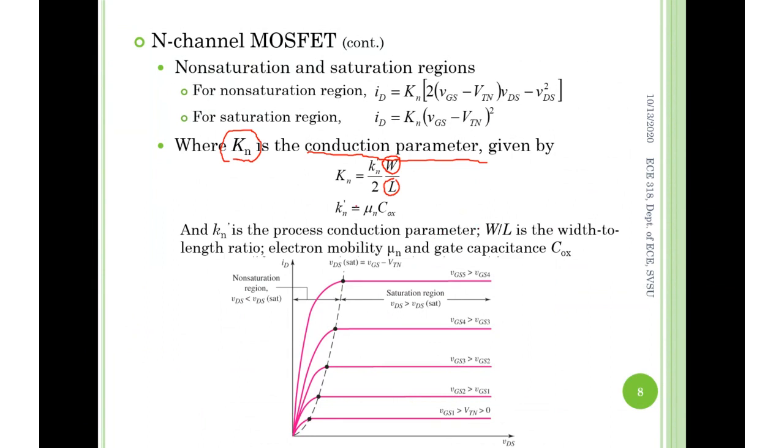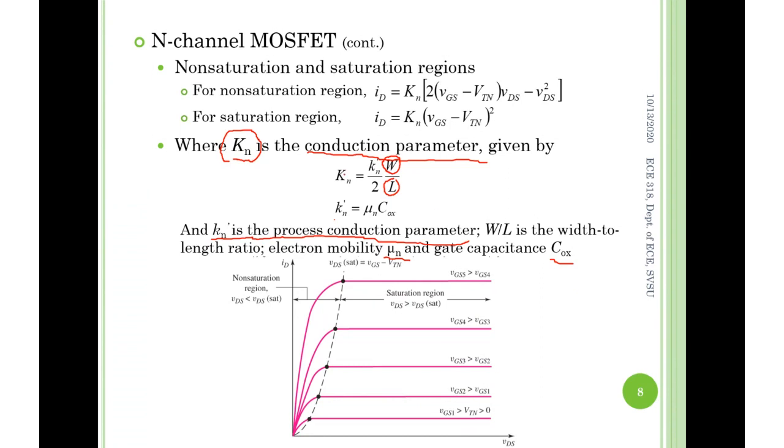And the Kn prime is another parameter, the so-called process conduction parameter. As electrical engineering students, we don't have to understand deeply why and how they're called so. You just need to have a rough idea. Remember, this is called the process conduction parameter. And W over L is the width to length ratio. And mu sub n and capital C sub OX mean the electron mobility and gate capacitance. They are obviously parameters of the MOSFET itself. Generally speaking, they are given, or you can check from the data sheet.